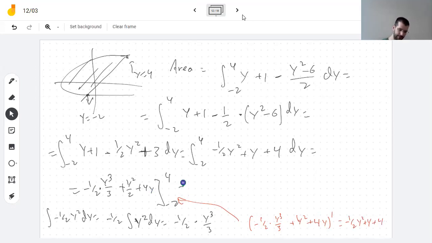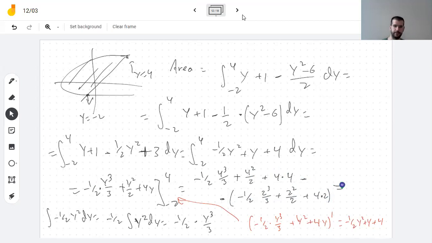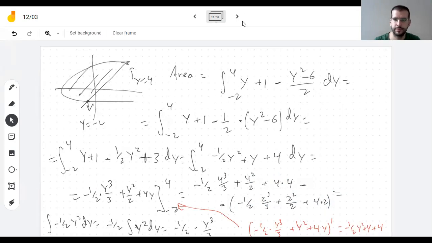So plug in 4, plug in negative 2, subtract. Negative 1/2, be careful with a minus sign. And well, whatever this is. Apparently, this is 18. Do I believe that?